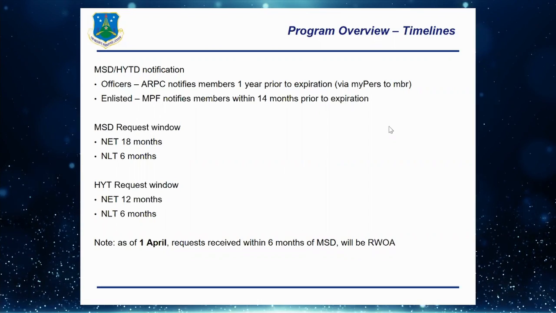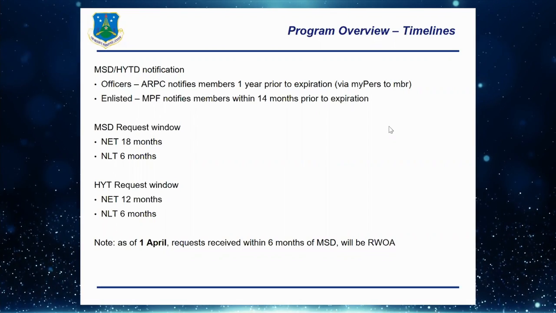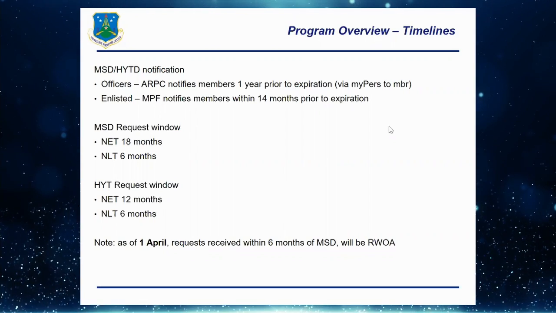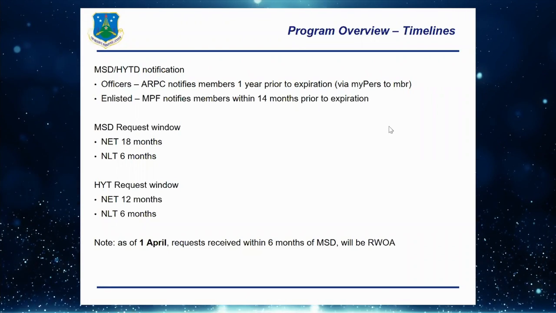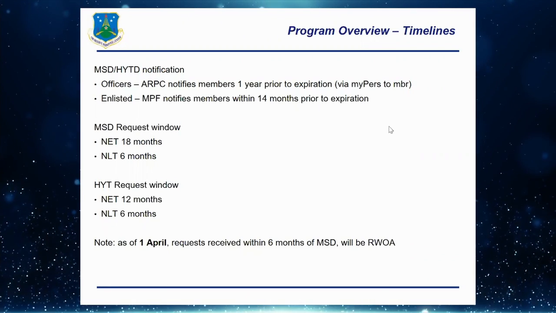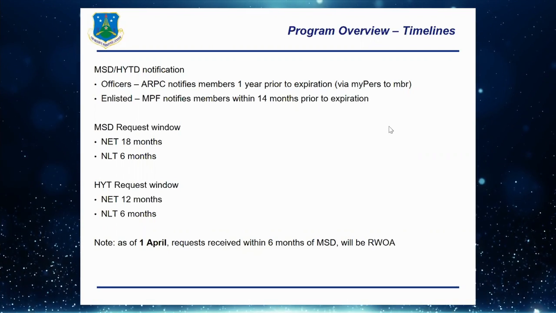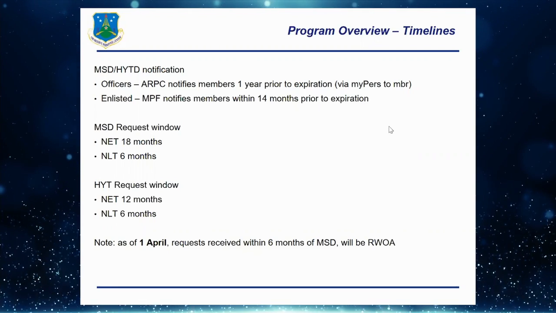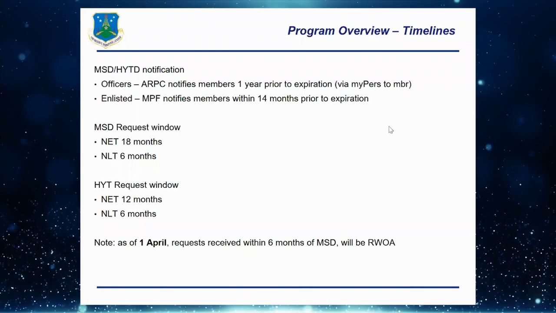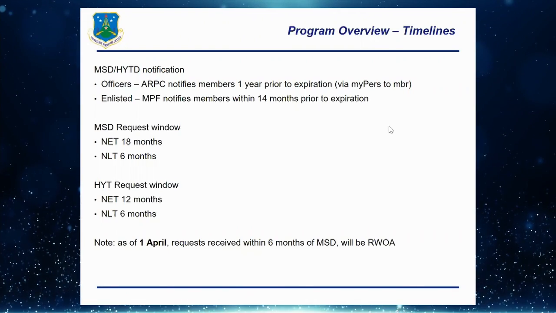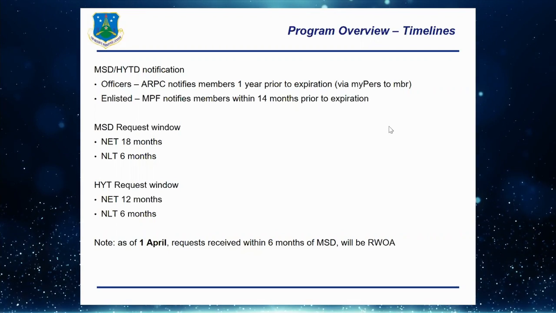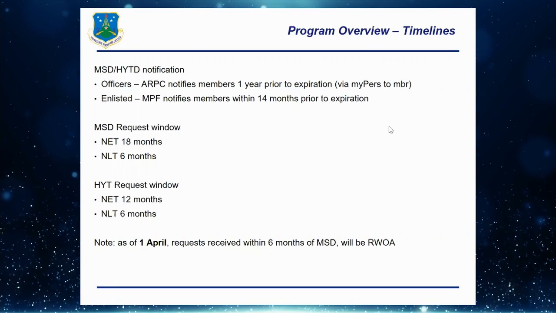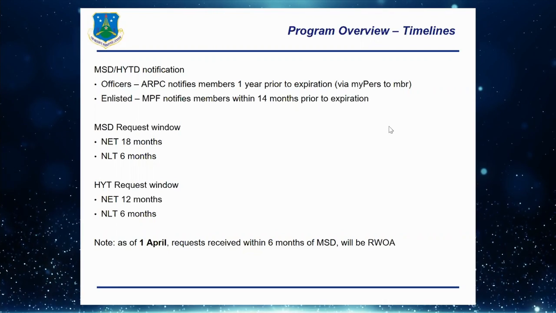Okay, now we're going to go over notification and request windows. For notifications, officers get notification 1 year prior to their expiration. We here at ARPC send them a notification via MyPers. Enlisted members are notified within 14 months of their expiration. And for the request windows, MSDs no earlier than 18 months, no later than 6 months. For HYTs, no earlier than 12 months and no later than 6 months.